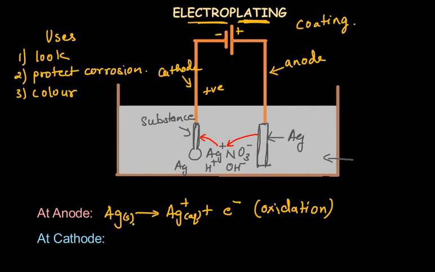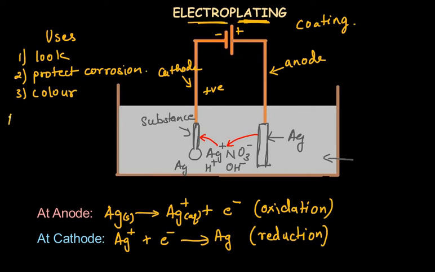Now what is the process occurring at the cathode? Silver ions accept electrons, change into silver metal atoms and get deposited on the substance, that is the spoon here. Acceptance, or adding of electrons, is called reduction. So reduction is the process which occurs at the cathode. This is how electroplating occurs.